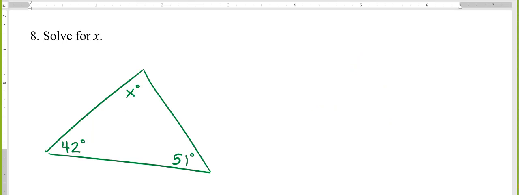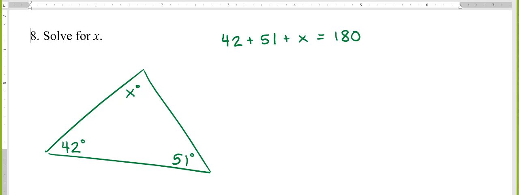Okay, for number 8, what's the equation going to be, Grace? 42 plus 51 plus x equals 180. Good. What's the next step?